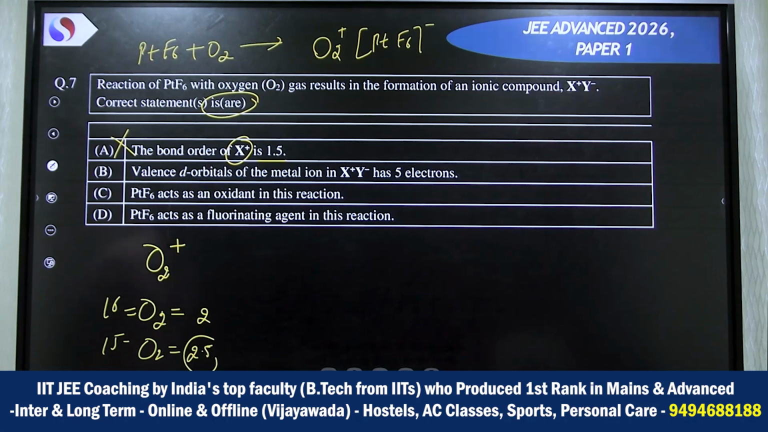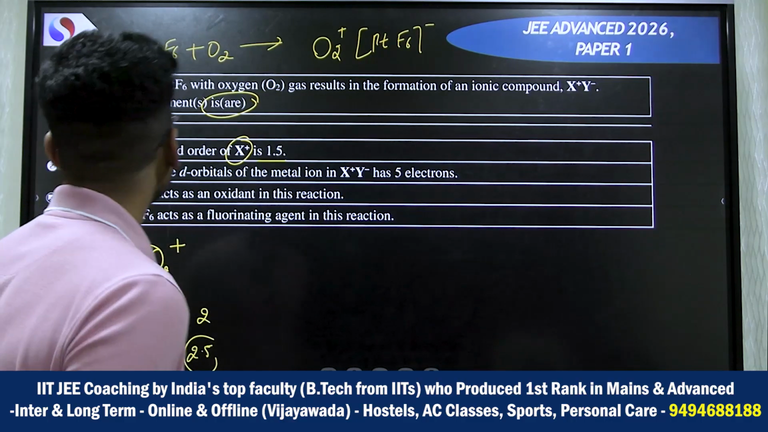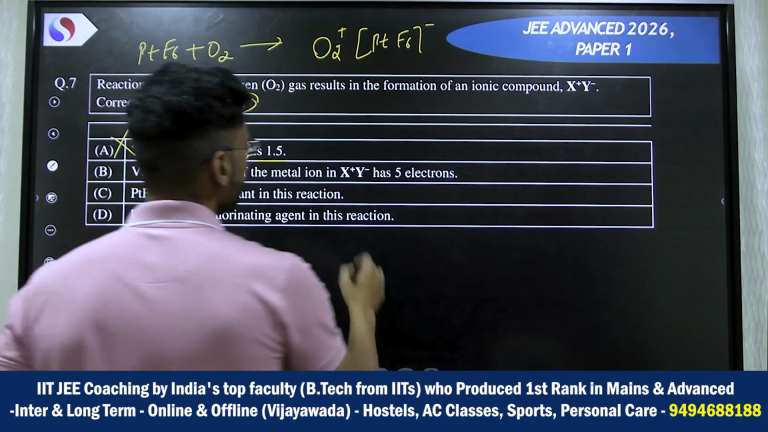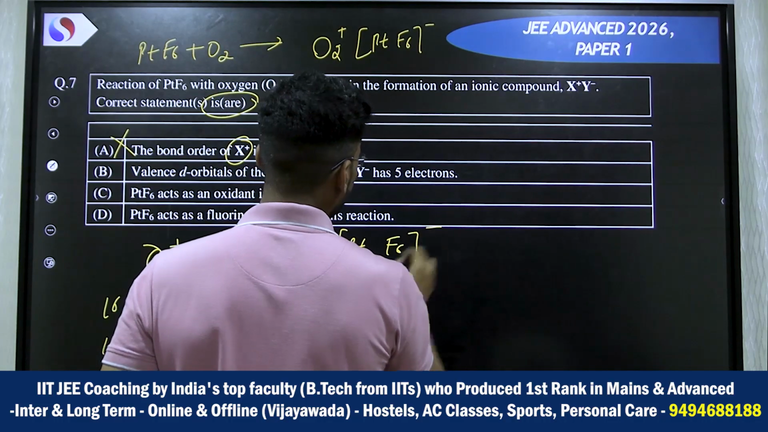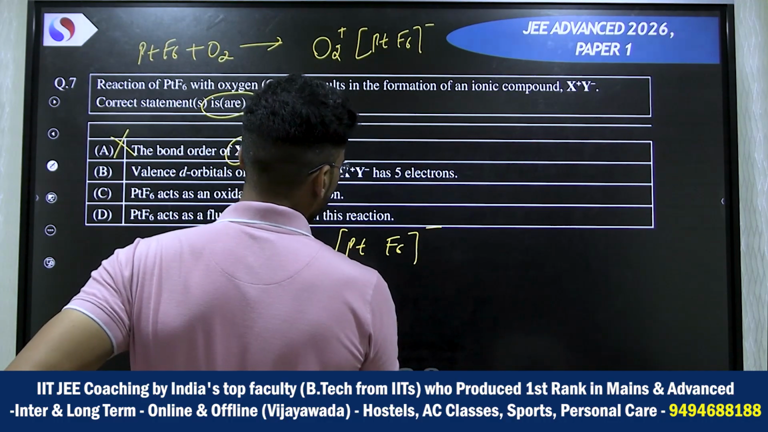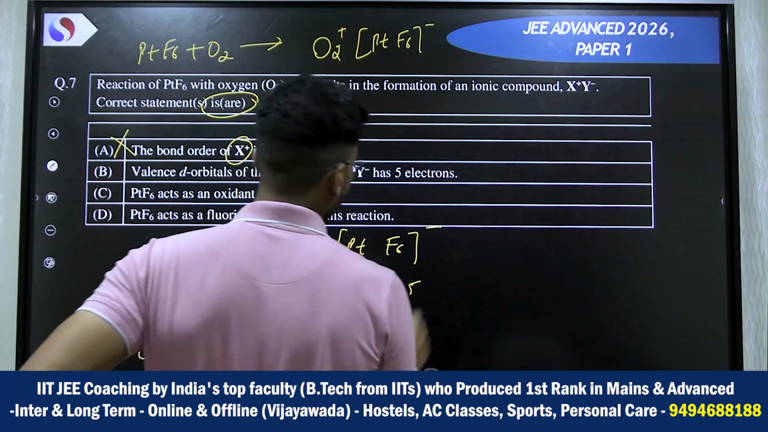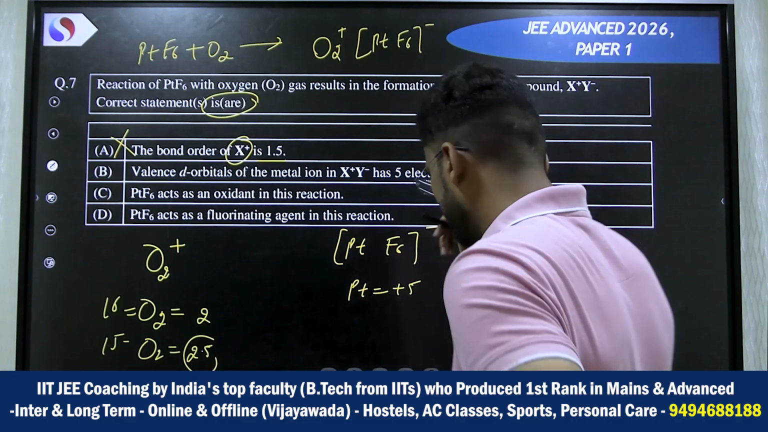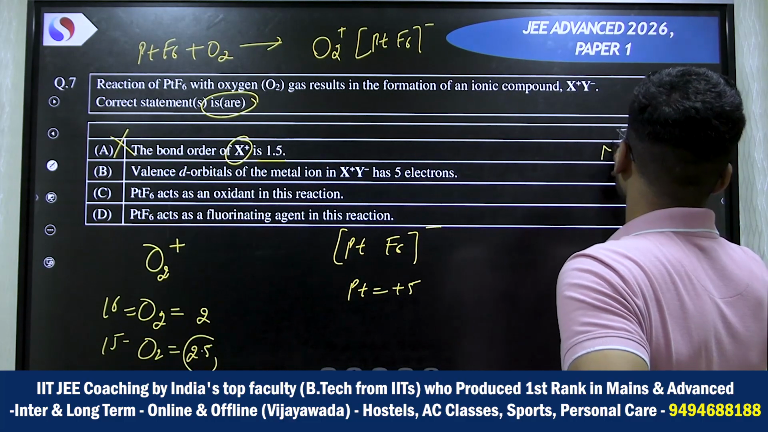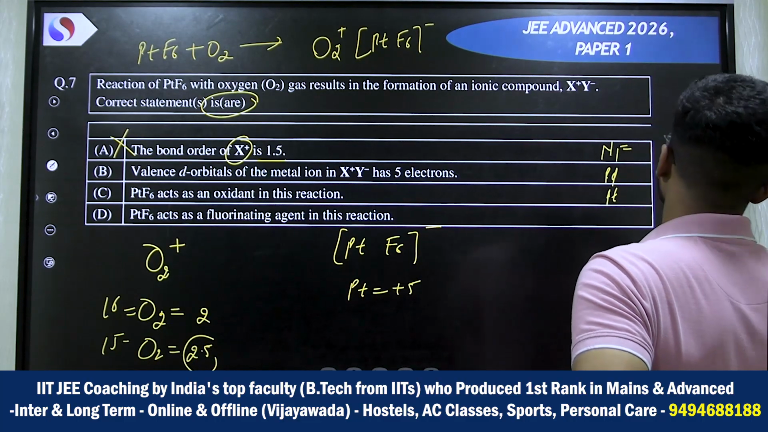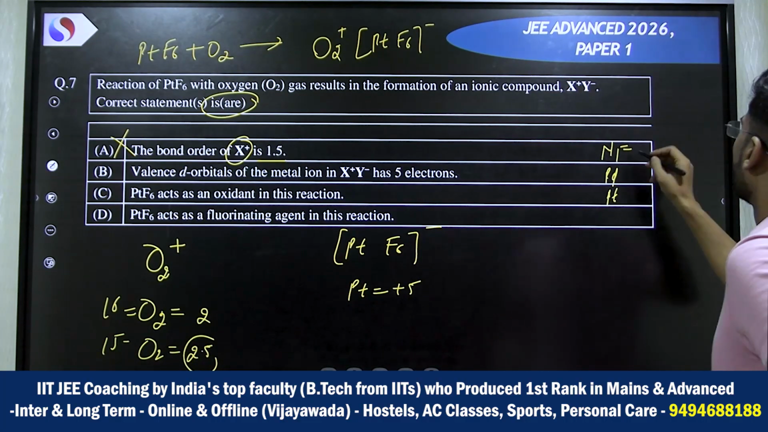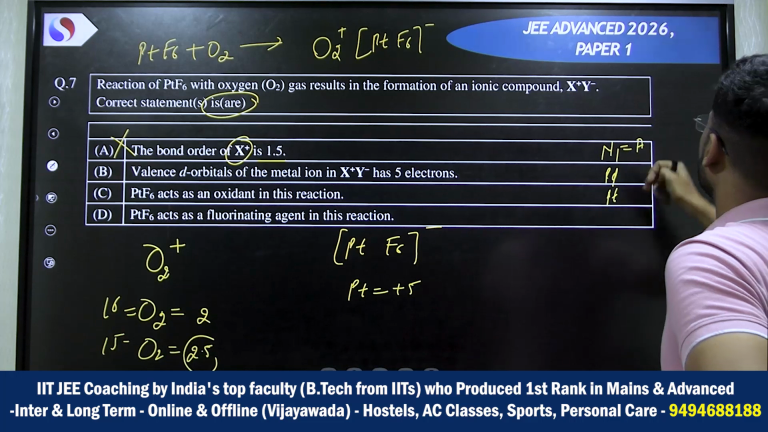The valence d orbitals of the metal ion in X positive and Y negative have 5 electrons. So what is the metal here? In PtF6 negative, what is the oxidation state? It will be platinum plus 5. So the electronic configuration of platinum, that is nothing but helium, neon.